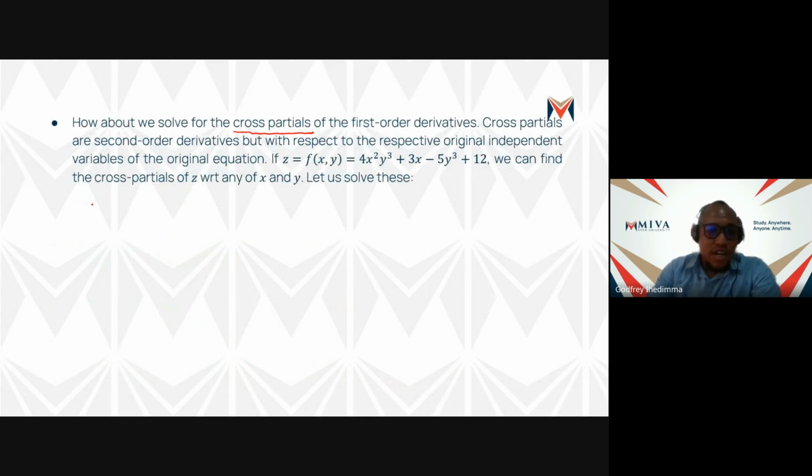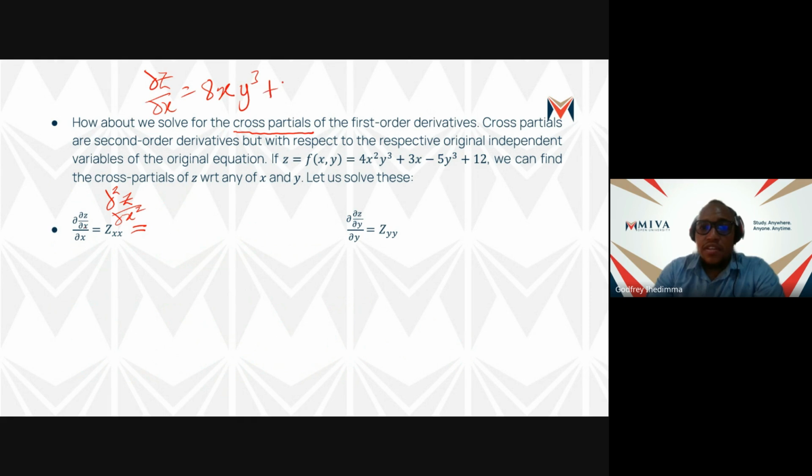So to get the cross partials, let us now differentiate. The first cross partial means we have already differentiated z with respect to x, and we're differentiating that differential a second time with respect to x again. So this is now written as zxx. Some textbooks write it as ∂²z/∂x². Whether this or this or this, we're saying the same thing. So to differentiate that, let us recall, ∂z/∂x gave us 8xy cubed plus 3. This is what we want to differentiate again with respect to x.